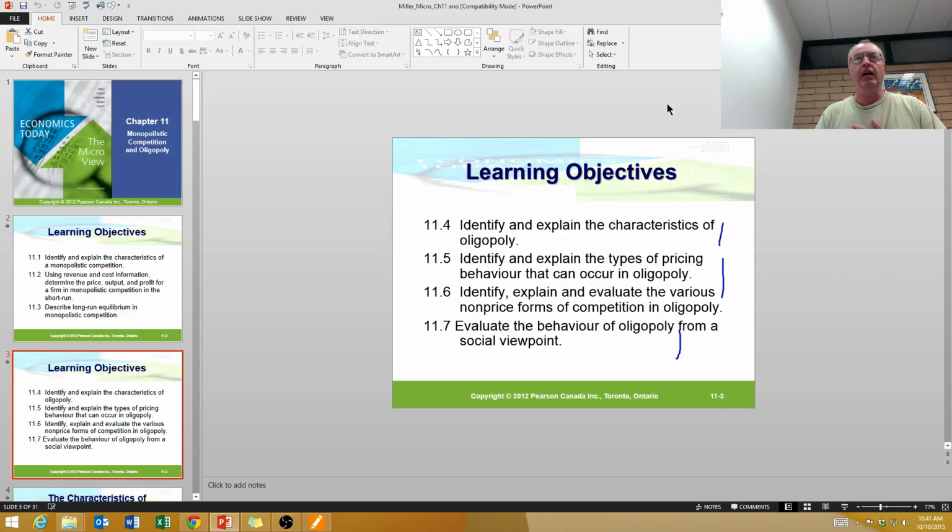And then the second half deals with oligopoly. So we look at the distinguishing features of oligopoly, types of pricing behavior practiced by oligopolists, types of non-price competition practiced by oligopolists, and then finally a social evaluation of oligopoly.